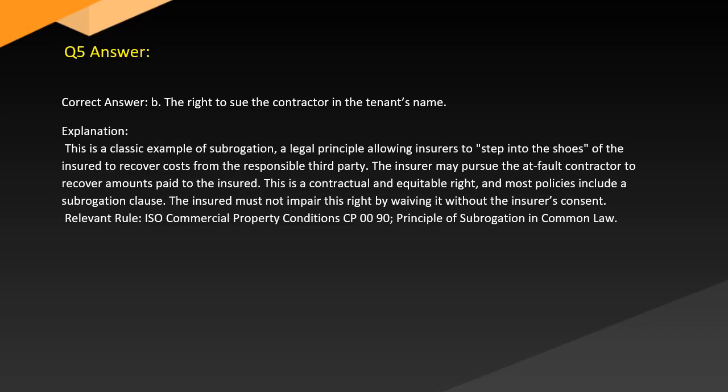Answer. Correct answer: B. The right to sue the contractor in the tenant's name. Explanation: this is a classic example of subrogation, a legal principle allowing insurers to step into the shoes of the insured to recover costs from the responsible third party. The insurer may pursue the at-fault contractor to recover amounts paid to the insured. This is a contractual and equitable right, and most policies include a subrogation clause. The insured must not impair this right without the insurer's consent. Relevant rule: ISO Commercial Property Conditions CP 00 90, and the principle of subrogation in common law.